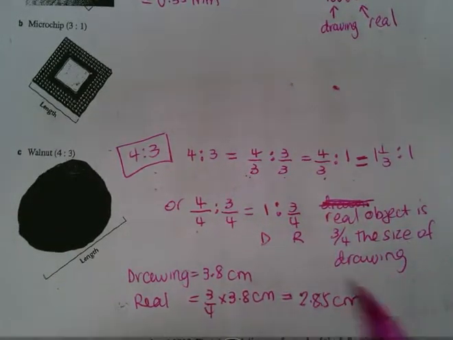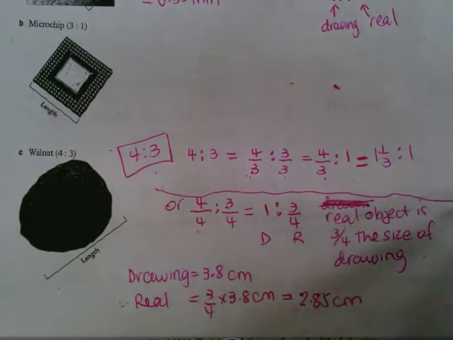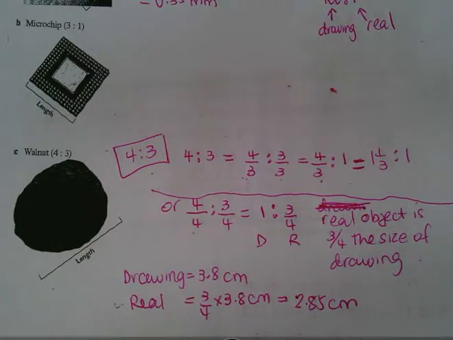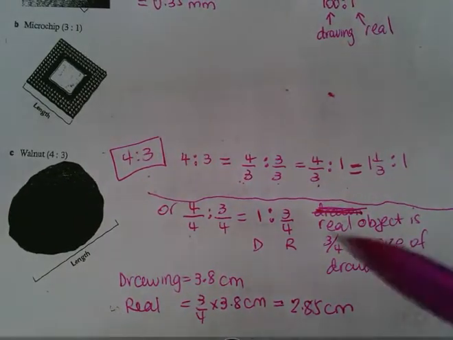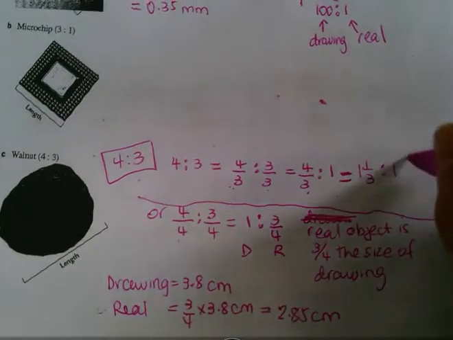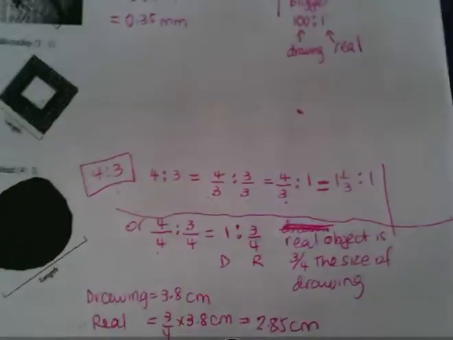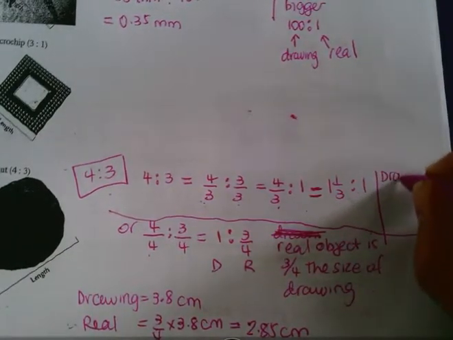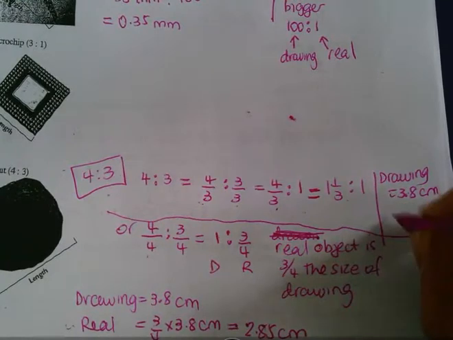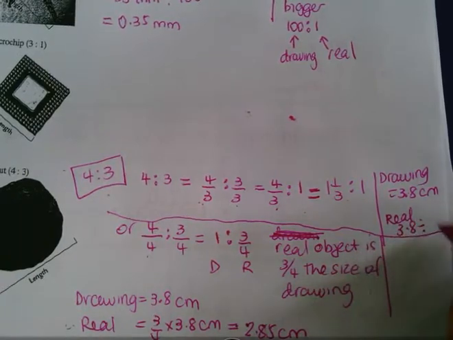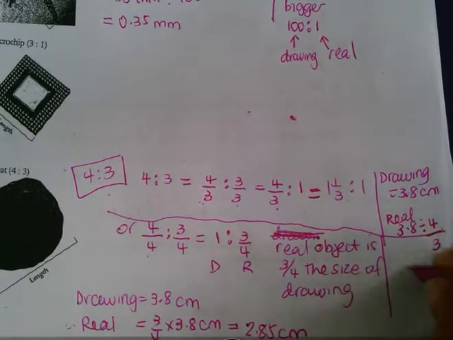Now, let's say you were one of the people that divided by 3. Right? Go back and look at what you did with the flea, and it was 100 to 1 with the flea. What operation did you use with the flea? Did you multiply or divide by 100? So, let's say you've got your measurement here and you've done your ratio like this. Well, my drawing is 3.8. What are you going to do? Multiply by 1 1/3 or divide by? So my real one is 3.8 divided by 1 1/3. I'll just write it as 4/3.